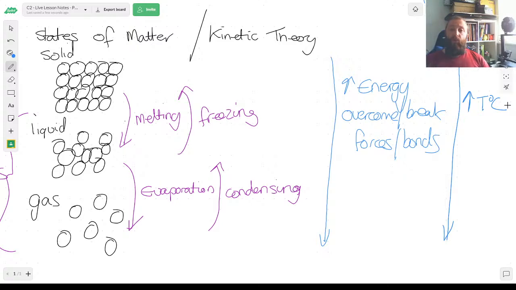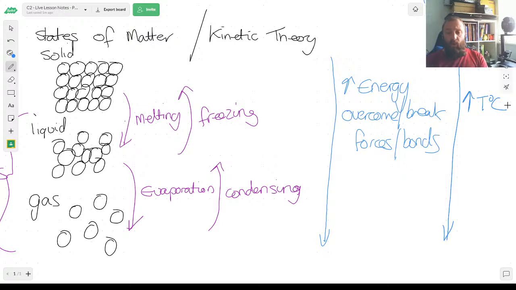When those vibrations or movements become fast enough, they can start breaking those bonds or overcoming the forces between them, and they will either melt, or in the case of a gas, physically break away completely because they're now moving fast enough to fly away and start bouncing around the room. The amount of energy they need and the speed they need to be moving depends on the forces between the atoms and the molecules.